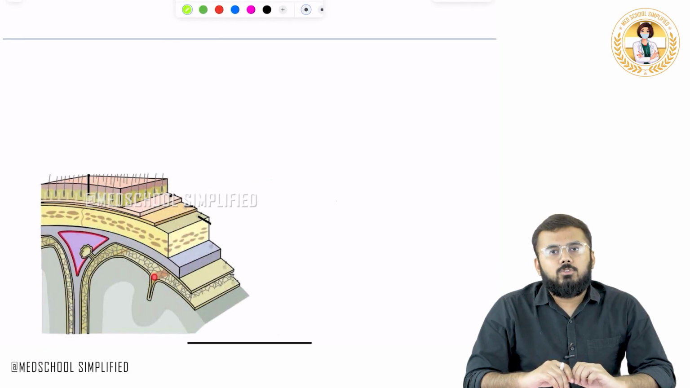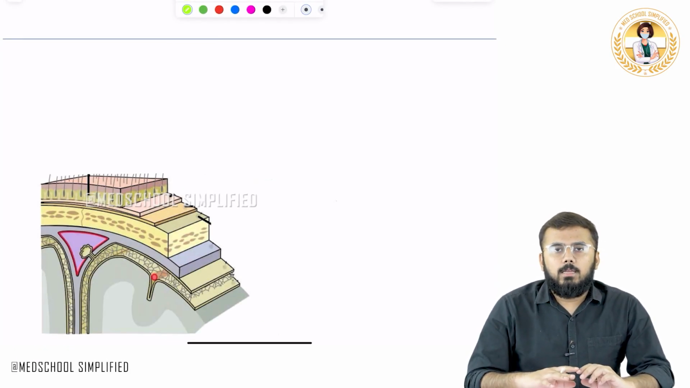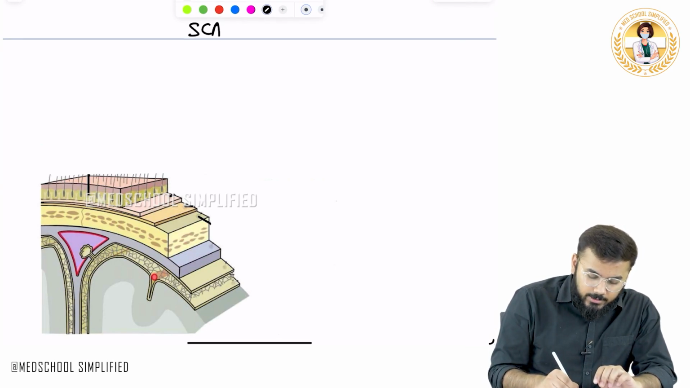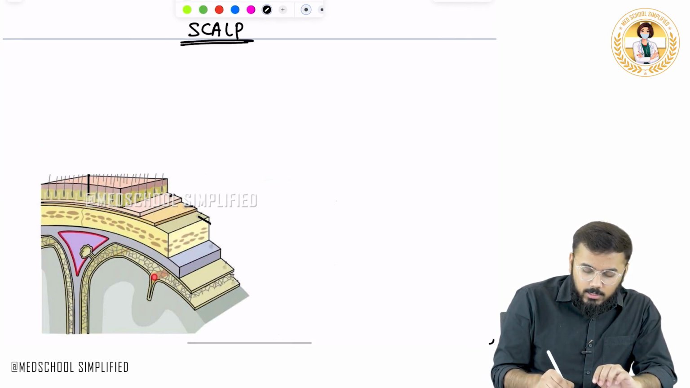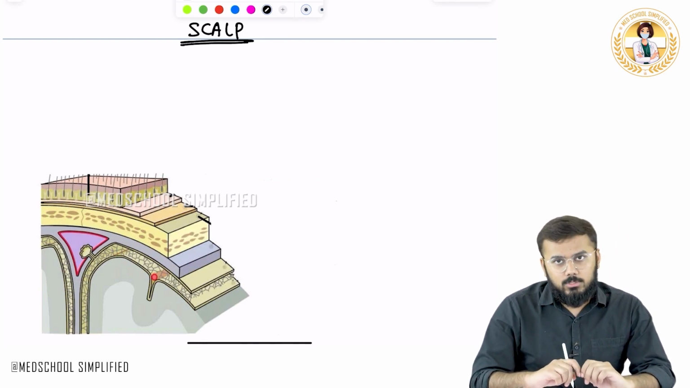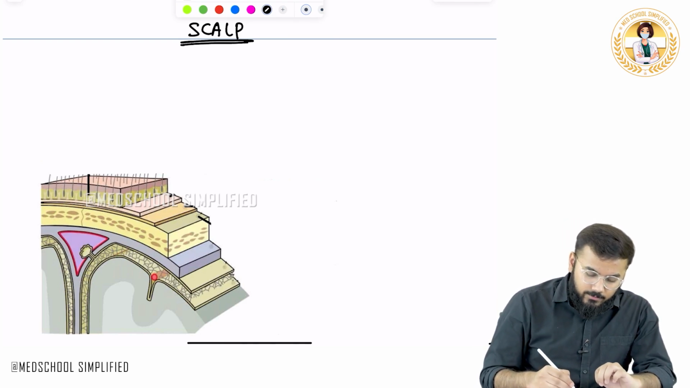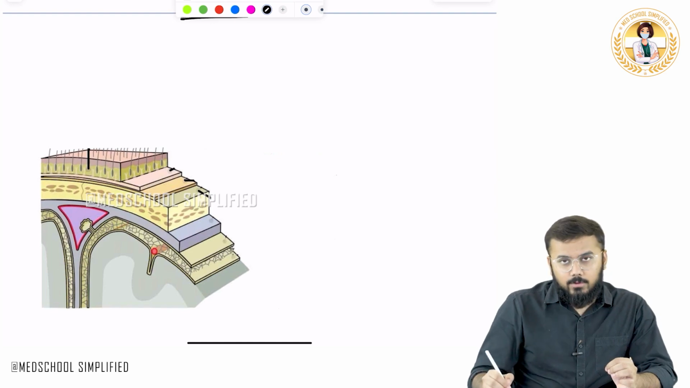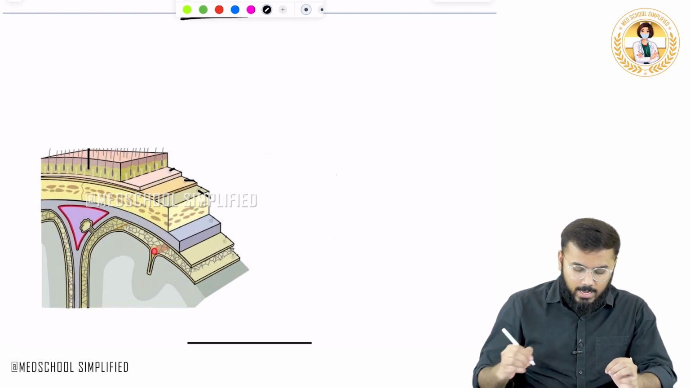Hello guys, so now we shall be discussing completely about the scalp. We shall discuss what the different kinds of layers in the scalp are. The mnemonic also goes the same way, that every letter stands for a layer. For example, if you look at the outermost layer of the scalp, this is the scalp basically.